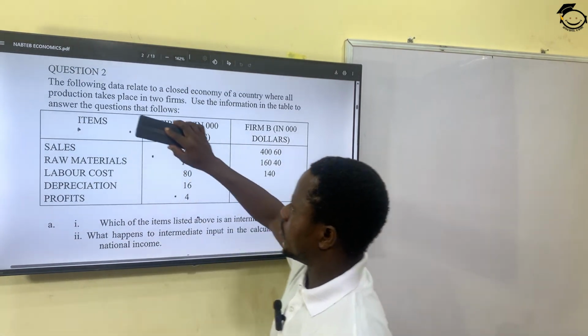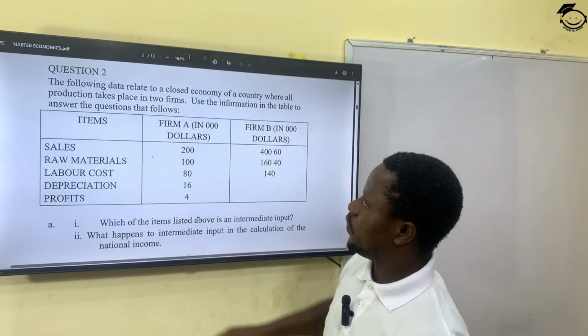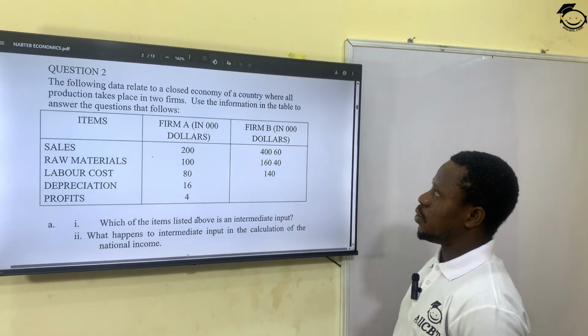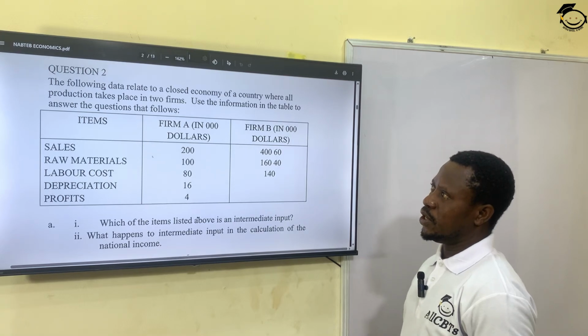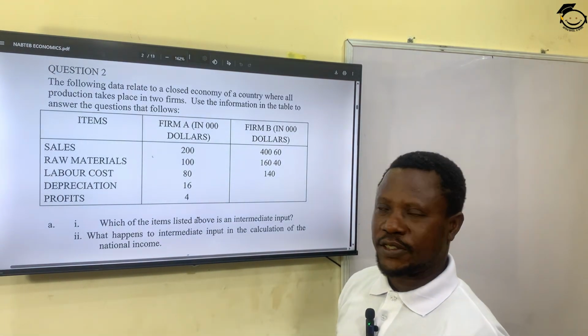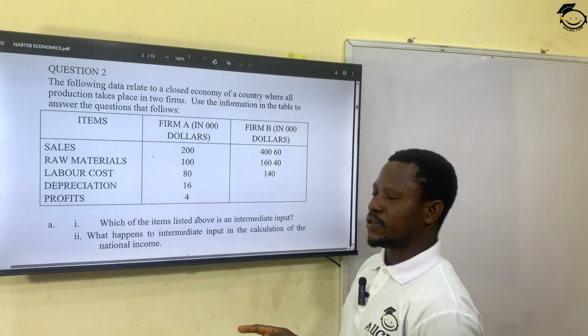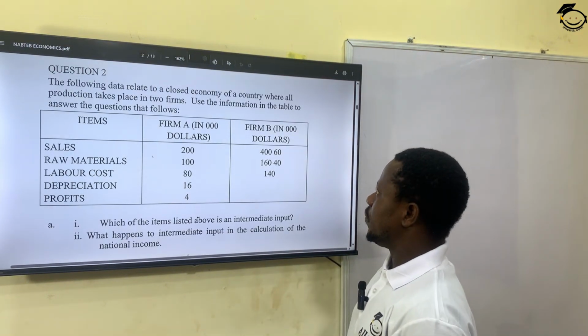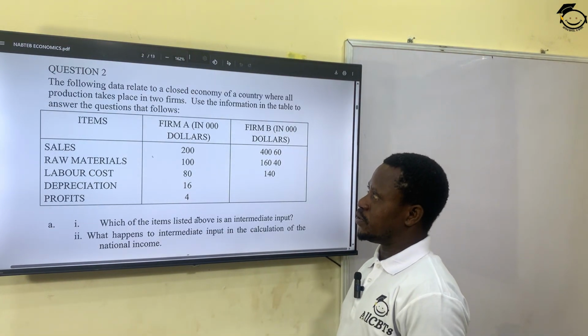Question 2. The following data relate to a closed economy of a country where all production takes place in two firms. There are two firms. Use the information in the table to answer the questions that follow.